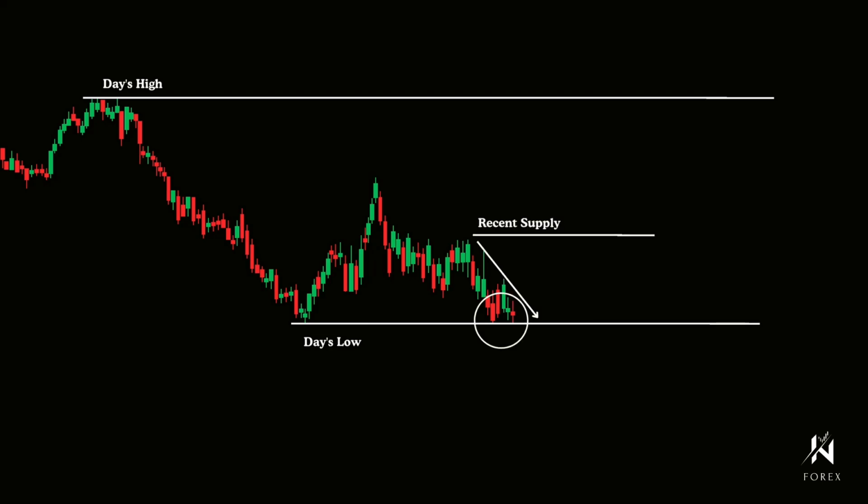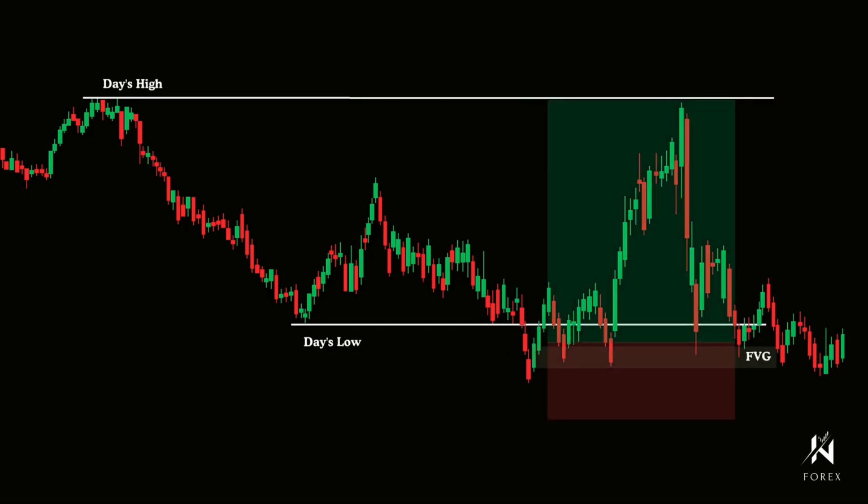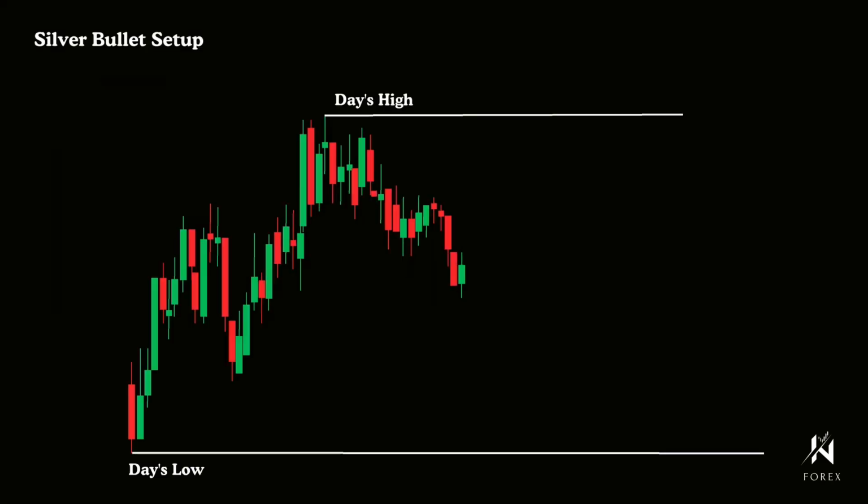Start by identifying the high and low of the current day prior to the New York session. At the top, we note the highest price from the Asian session, and at the bottom, the lowest price traded so far today. As New York begins, we notice price dipping below the day's low and quickly snapping back into the range. This could be a liquidity sweep. But for a solid reversal confirmation, we need a market structure shift, specifically, a break above a recent supply level.